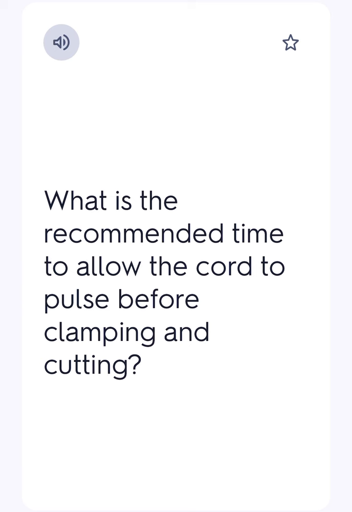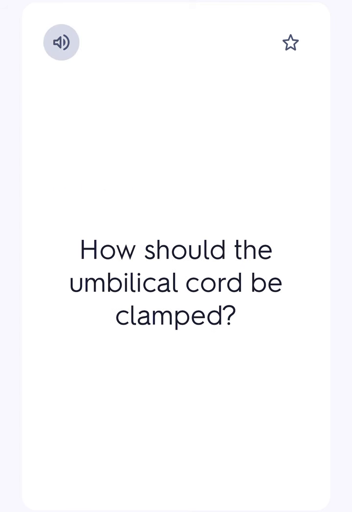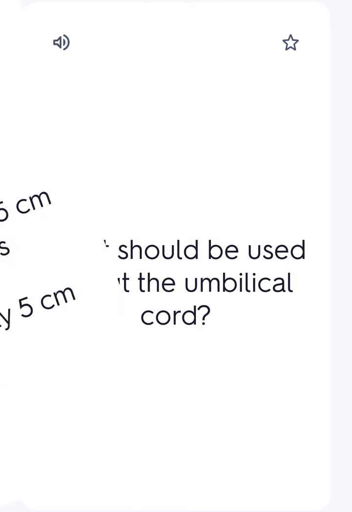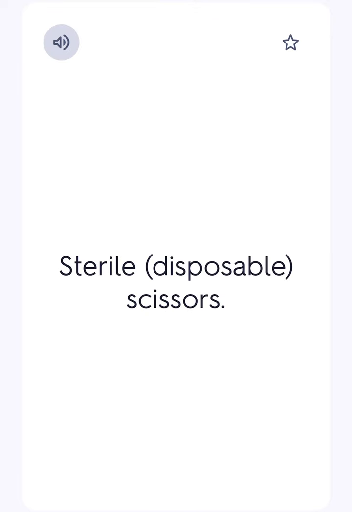What is the recommended time to allow the cord to pulse before clamping and cutting? At least 2 minutes, unless neonatal resuscitation is required or multiples are known or suspected. How should the umbilical cord be clamped? In 2 places approximately 15 cm from the infant's abdomen, and approximately 5 cm apart. What should be used to cut the umbilical cord? Sterile scissors.